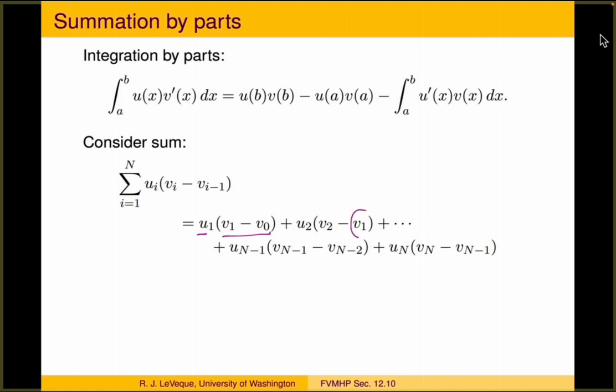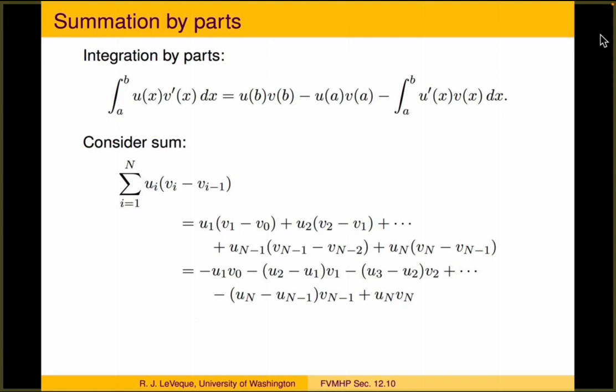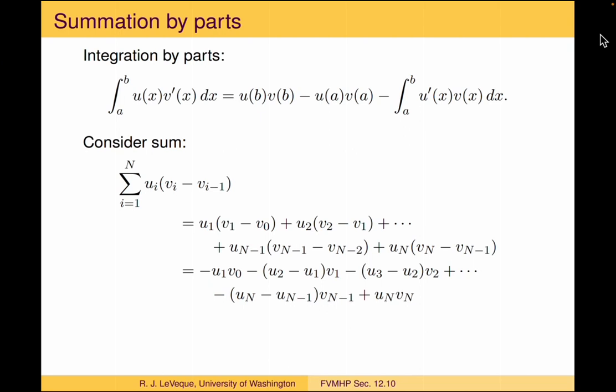We can look, for example, at where v1 appears here: it multiplies u2 and it multiplies u1 with opposite signs. So if we just rearrange this sum, we can write it in the form here, basically as a sum of v's times differences in u, except there's a couple of boundary terms that don't quite fit that pattern, which are analogous to the boundary terms that come out in the integration by parts formula. All of the other terms, except for those boundary terms, we can write as a sum of differences in u times v values. So that's the summation by parts formula.